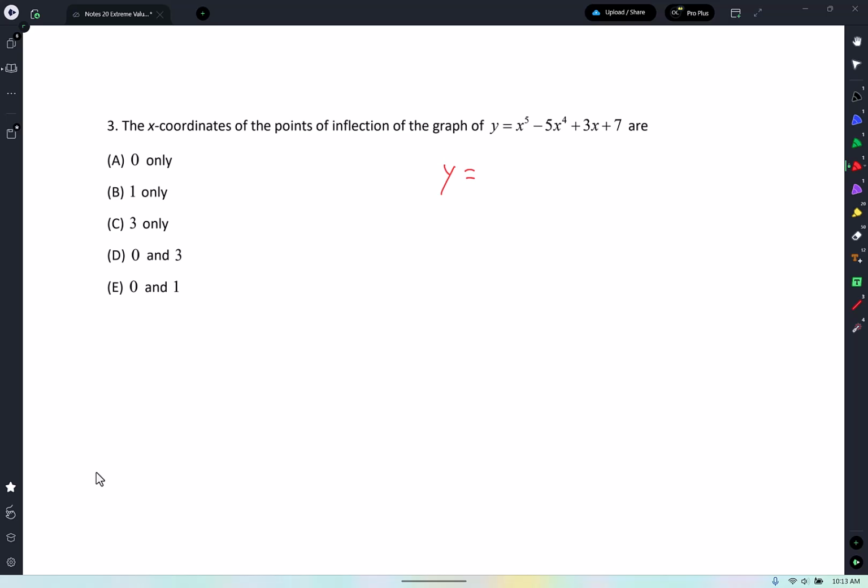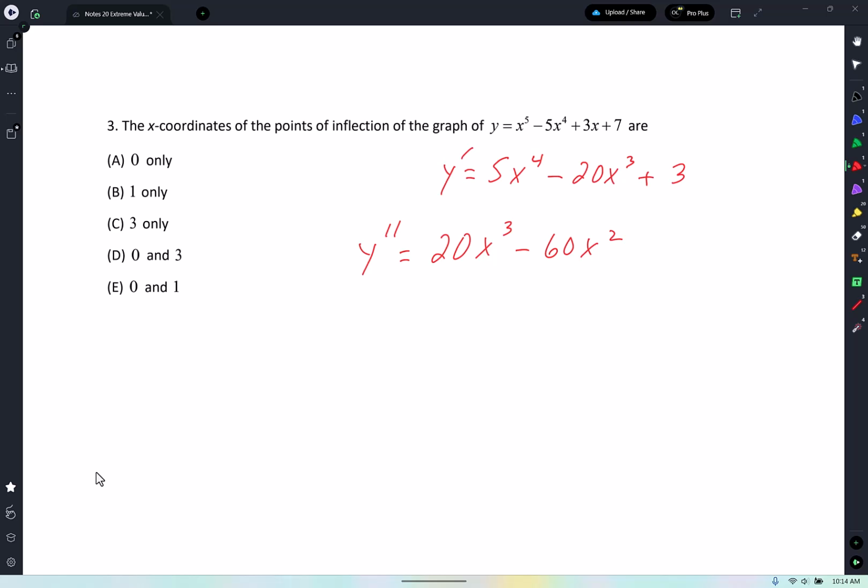What's my first derivative? 5x to the fourth minus 20x cubed plus 3. There it is. That's my first derivative. Sorry, I didn't put y prime. Y prime prime, the second derivative, is 20x cubed minus 60x squared. That's it, right? So I'm finding where my second derivative changes sign. So I'm going to set this equal to 0 because that's the only way I can go from positive to negative or negative to positive. Does that make sense to you guys?